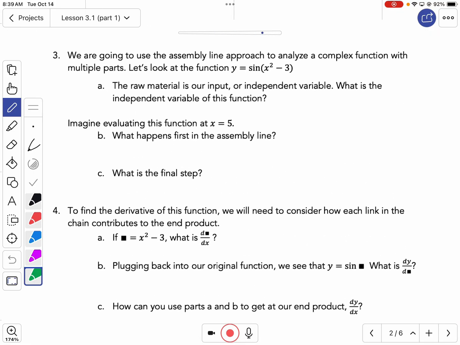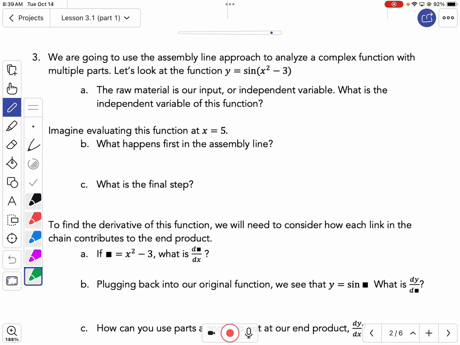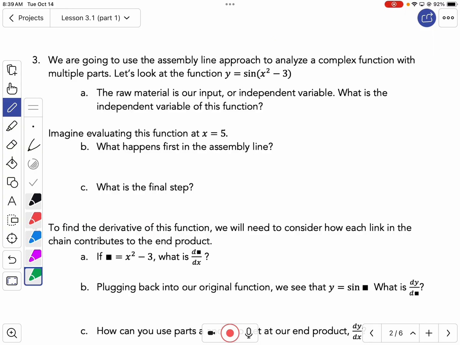So now let's talk about math. All right, so we're going to think about the assembly line approach to analyze a complex function. So let's look at this function. We've got y equals the sine of x squared minus 3, okay? So the raw material was our input or our independent variable. What would be the independent variable of this function? What did we input into this function? Yeah, x, okay? We input an x.